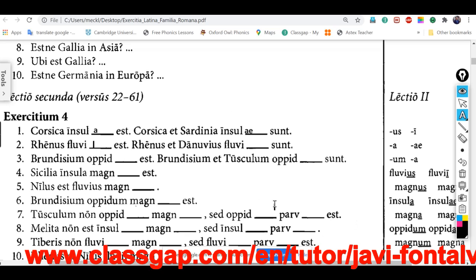Fluvius. Renus fluvius est. Renus et Danubius flumina, fluvii sunt. Tres.